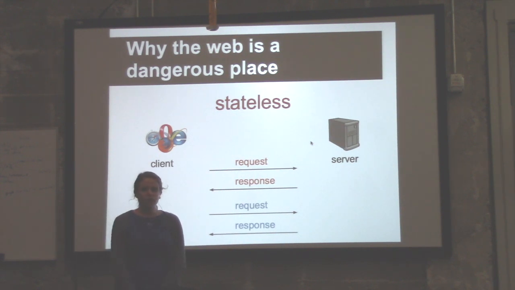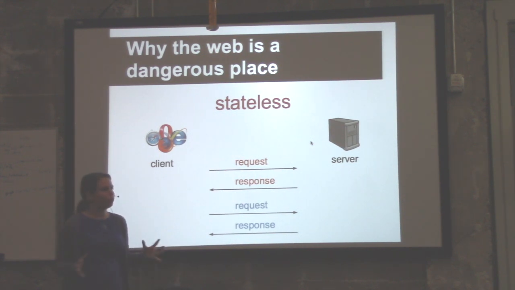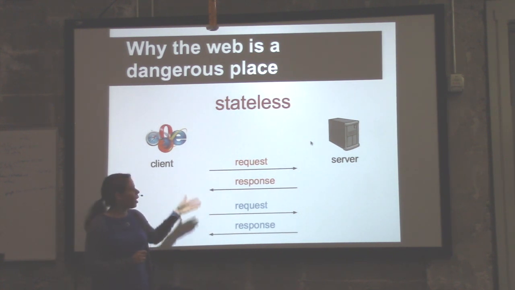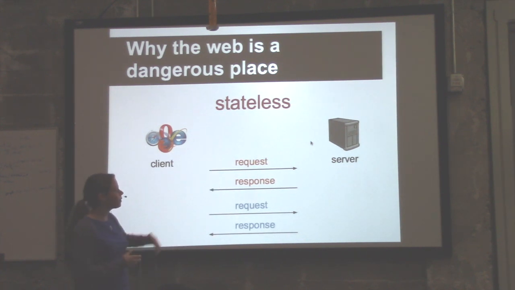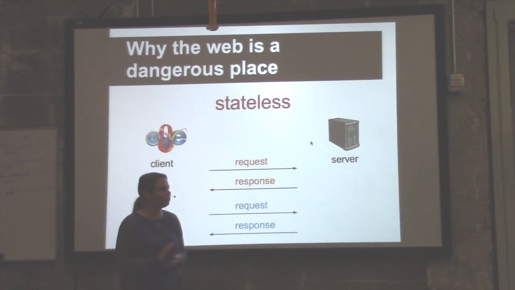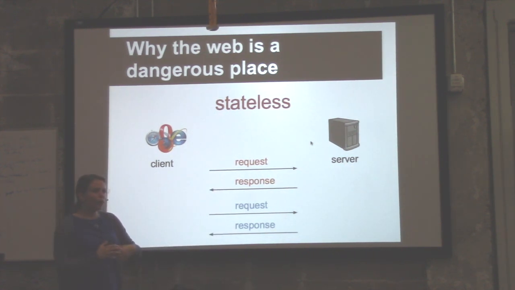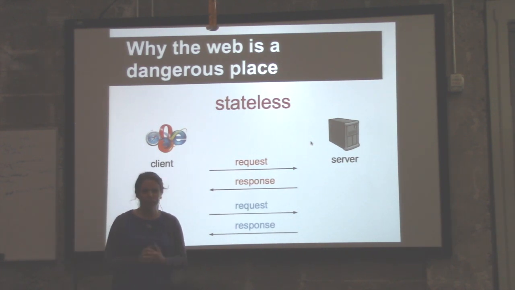So statelessness is a property of HTTP, which is the protocol that the web runs on. And what I mean by stateless is that when your browser is talking to a web server, it sends a request, gets a response back, maybe sends another request, gets another response back. And these two requests are processed by the server totally independently. So there's nothing in this request that ties it to this previous request. And in fact, they could be handled by two completely different machines. And that by itself is not a bad property. There's nothing inherently bad about statelessness.